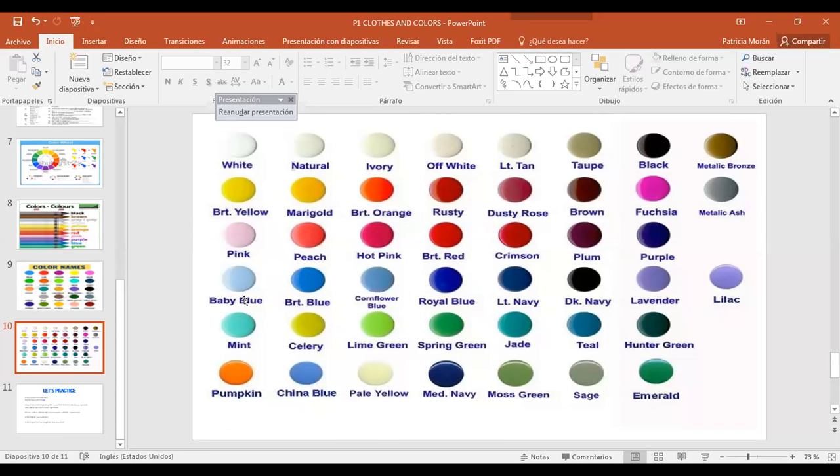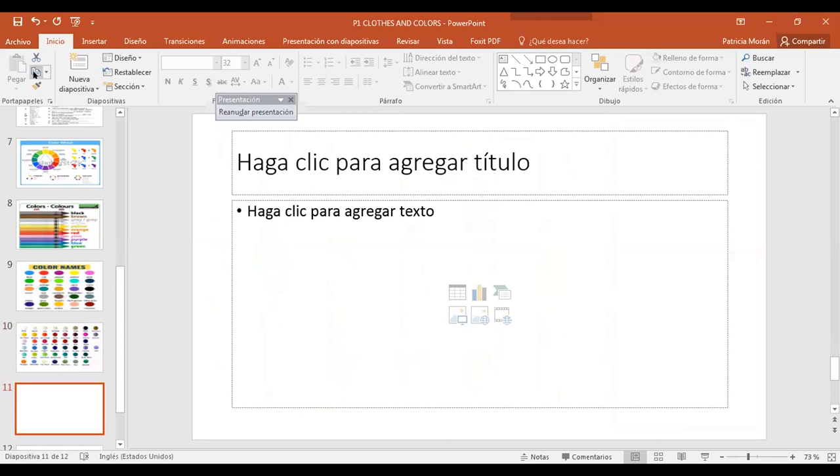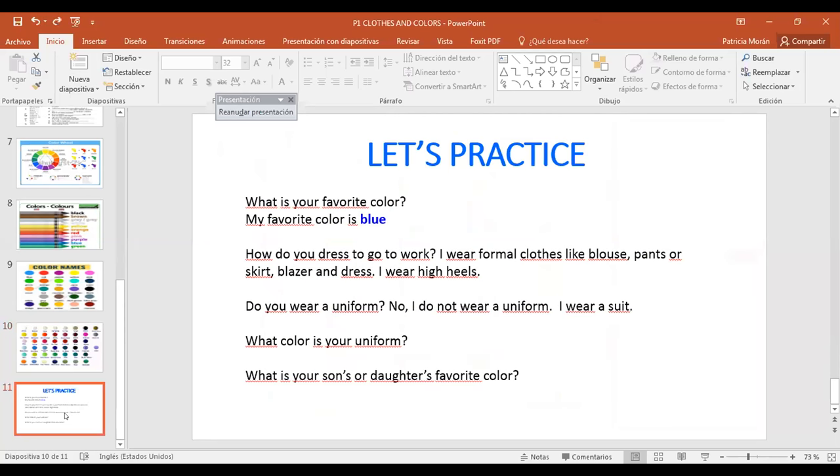purple, baby blue, brilliant blue, cornflower blue, royal blue, light navy, dark, este DK is dark, dark navy, lavender, lilac, mint, celery, lime green, spring green, jade, teal, hunter green, pumpkin, china blue, pale yellow, medium navy, también tenemos este MED es medium, right? Moss green, sage, emerald. Those are very sophisticated colors.